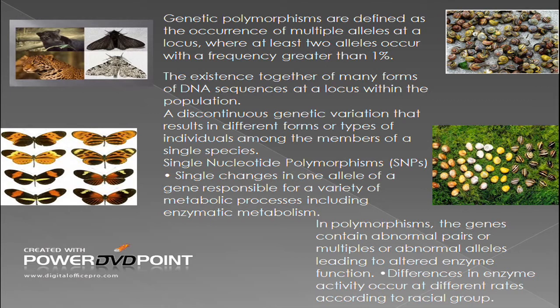Genetic polymorphism is defined as the occurrence of multiple alleles at a locus where at least two alleles occur with a frequency greater than 1%. It is a discontinuous genetic variation that results in different forms or types of individuals among the members of a single species, which you can see over here.